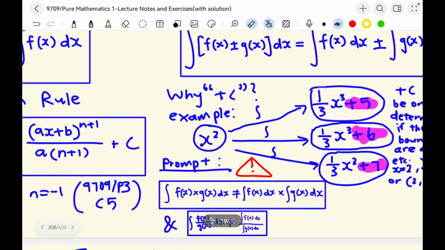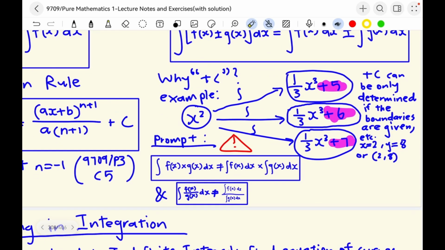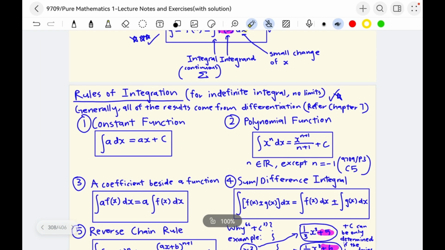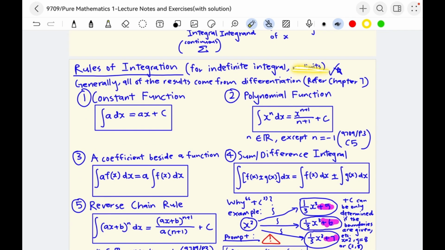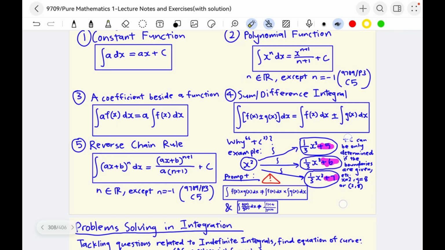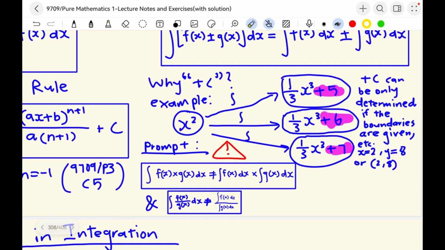Now it is time to explain why plus c must exist in indefinite integrals. Why indefinite integrals? Because there are no limits on the top and bottom right corner of the long S sign. So why plus c? Let's use an example. For instance, there is x squared. When you integrate the function, you get x cubed divided by 3. For the constant, it can be +5, +6, and even +7.